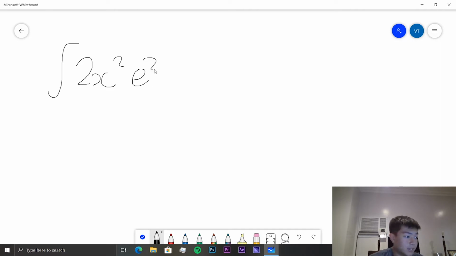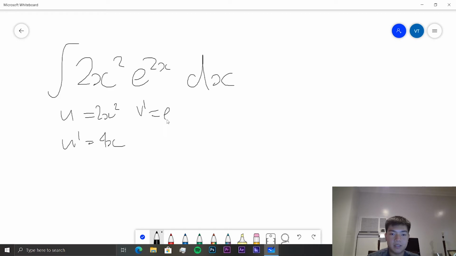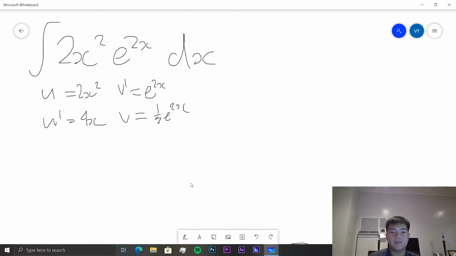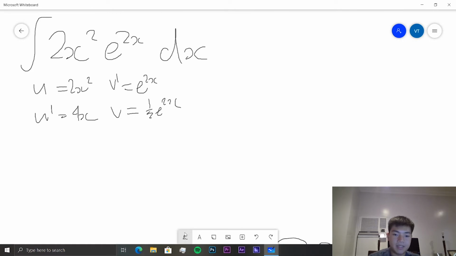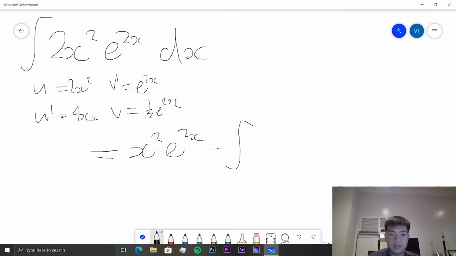So 2x squared e to the 2x dx, and we need to integrate this by parts twice. We can already see why. So we want to make u equal to 2x squared, u prime equal to 4x, v prime equal to e to the 2x, and v equal to 1/2 e to the 2x. So what we end up with is that this is equal to uv, so that's x squared e to the 2x minus the integral of 2x e to the 2x.